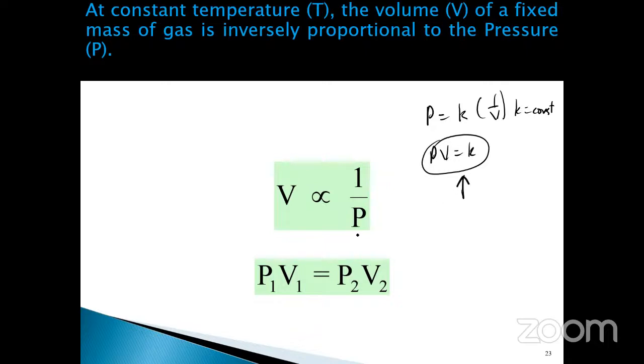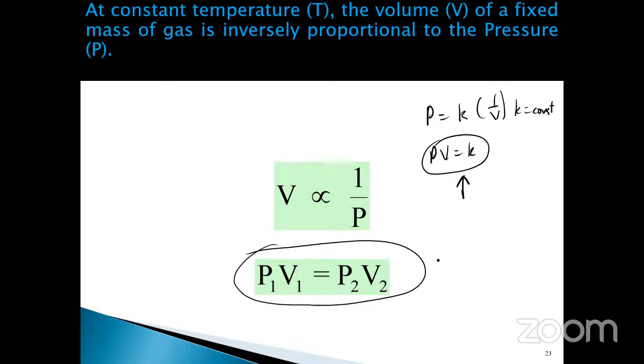So if this is true, that means that we can also express Boyle's law this way: P1V1 is equal to P2V2, right? So in other words, P1 and V1 would be the initial pressure and volume. P2 and V2 would be the final pressure and volume, right? So therefore, the product of pressure and volume, regardless of what those values are, will work out to be a constant value. And that's what this equation is saying. This equation is more useful because if you're given 3 of these 4 terms, you can easily rearrange the equation to find the 4th one, right?